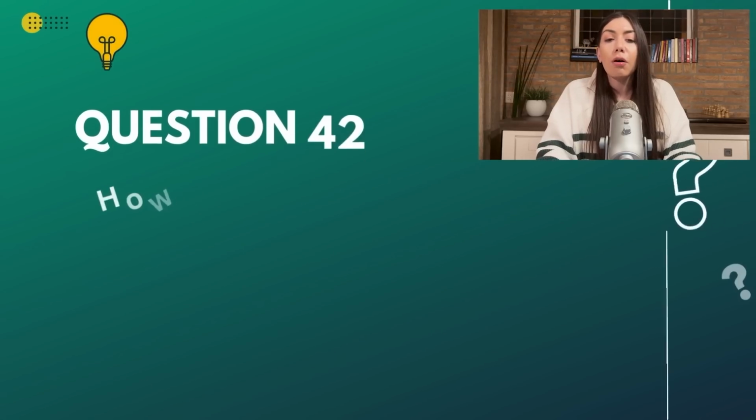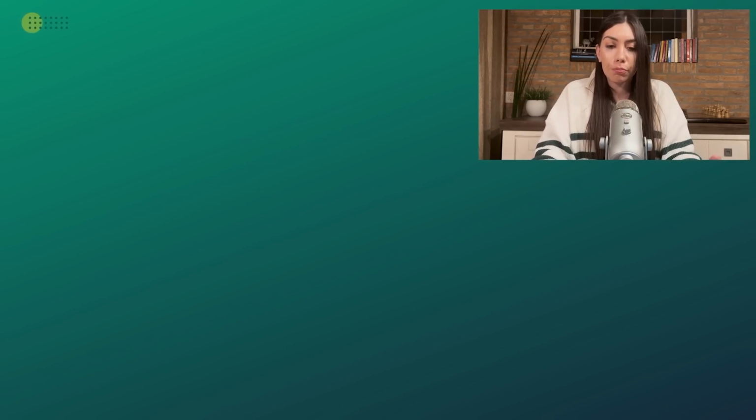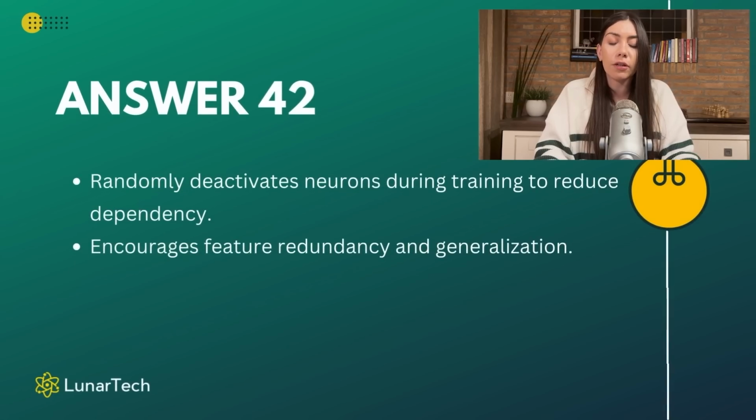The next question is, how does dropout prevent overfitting in neural networks? So we already answered the majority of this question, so I will just summarize at a high level what I just said as part of question 41. The way dropout prevents overfitting in the network is that it randomly deactivates P% of the neurons during the training process, which then reduces the dependency of the neural network on certain data points and reduces the chance of the network memorizing the training data. In this way, the network encourages feature redundancy and also helps to generalize the model better.